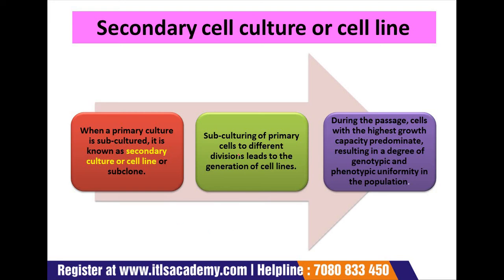So, subculturing of primary cells through different divisions leads to the generation of the cell line. During the passage, cells with the highest growth capability predominate, resulting in a degree of genotype and phenotype uniformity in the populations. However, as they are subcultured serially, they become different from the original cells.